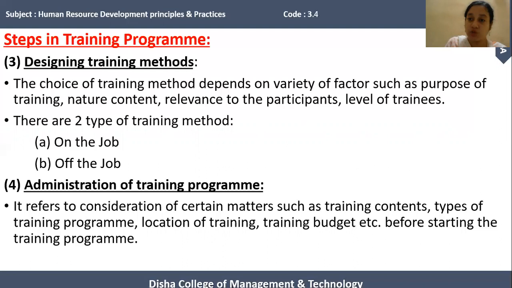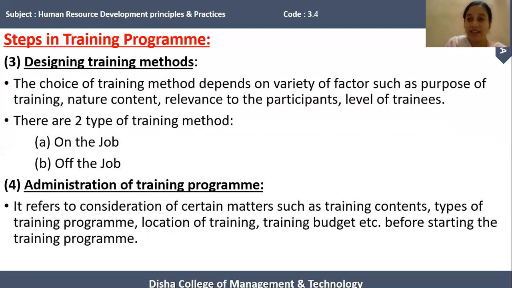For a newly appointed employee, the on the job training method is suitable because the employee doesn't have any idea about the company's work culture, rules, regulations and procedures, and doesn't have any practical idea related to tasks. So for that employee the on the job training method is suitable. And designing the training method depends upon the nature of content, relevance to the participants, and level of training. By considering all these things, the HR department develops a suitable training program for different human resources. Next one is the administration of training program.